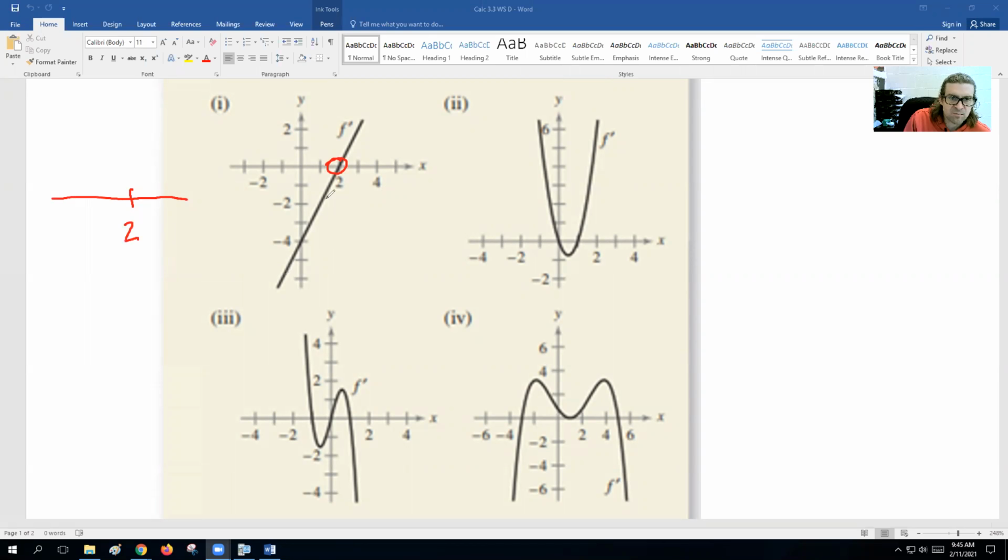This is all below the x-axis, so that means the graph would have been negative. And this is all above, so that'd be positive. So at 2, we could say that the graph goes down, then up. This would be a min.